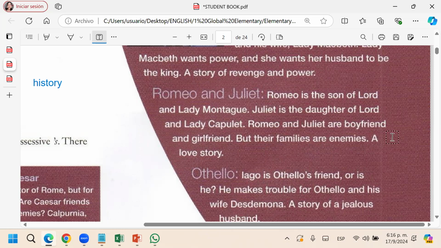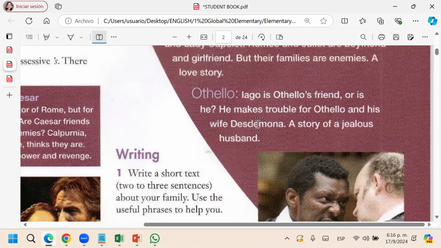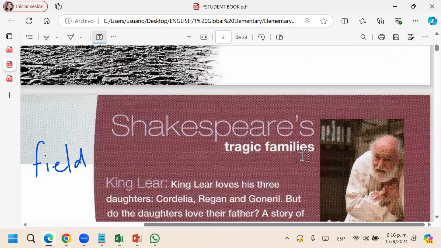And the last one, Othello. Who wants to read the last character? Who is Othello? Iago is Othello's friend. I think it's Iago, because it's an I, not an L. Iago is Othello's friend. Or is he? He makes trouble for Othello and his wife Desdemona. A story of a jealous husband. Okay, good.